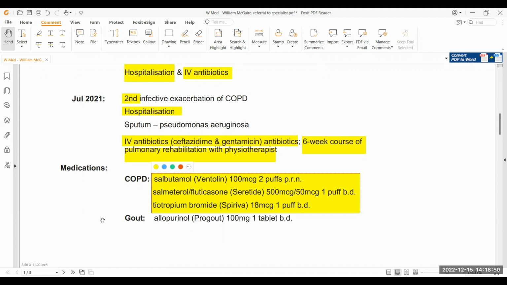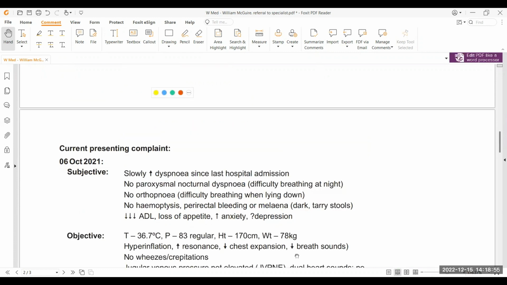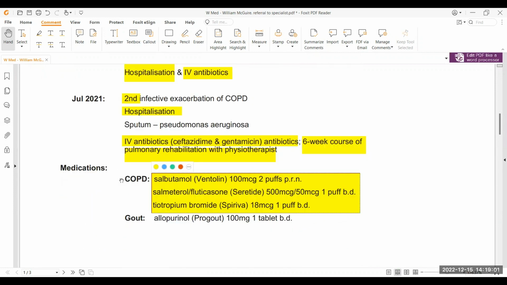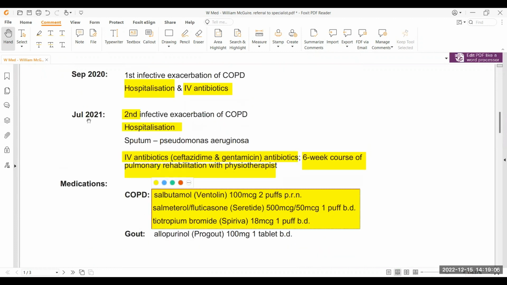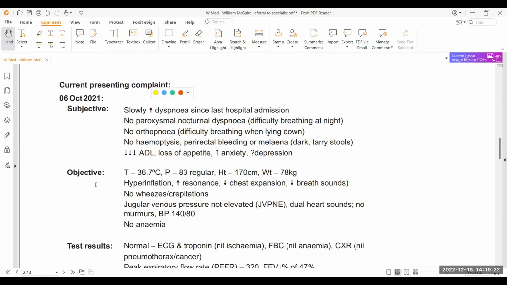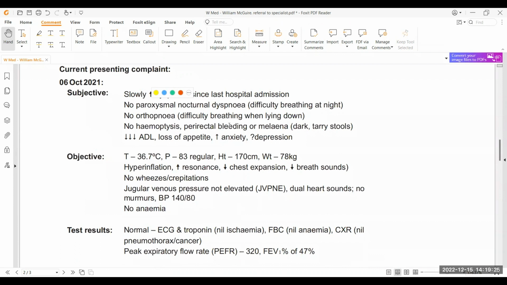Would that be relevant, doctor? No. All right. Now let's take a look. This is now the current presenting complaint. Before, we were looking at historical information. From July 2020, which was the last hospitalization, he now shows up at the GP a few months later, October 6, 2021. It's a long set of notes for this current presenting complaint.